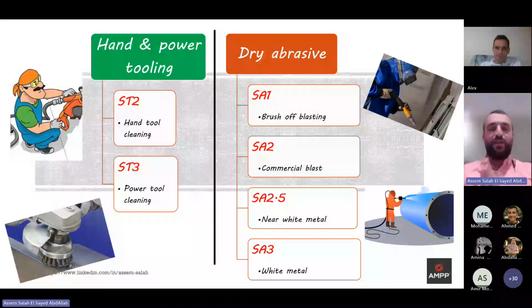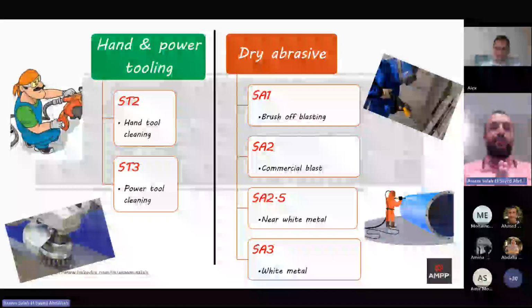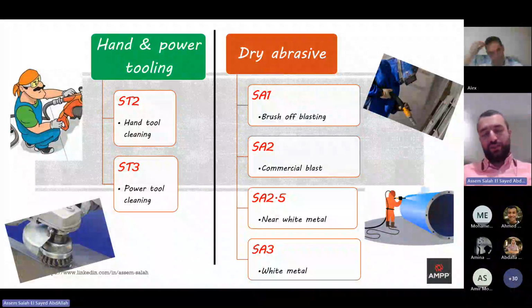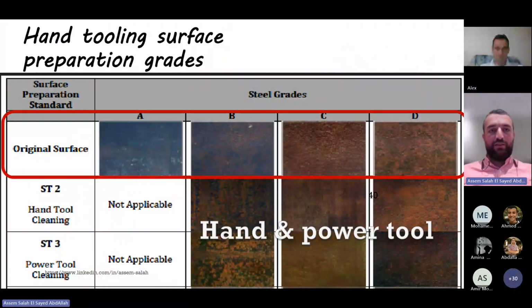Now we know about the dry abrasive and the hand and power tooling techniques. These two techniques are the most common. And now we want to know how we can describe the surface of every type of surface preparation. To cut it short, in hand and power tooling, we have two grades of surface preparation, the ST2 and the ST3. The ST2 when you use hand tool cleaning, and the ST3 when you use power tool cleaning. And on the other hand, for dry abrasive, we have four grades for surface preparation: SA1, SA2, SA2.5, and SA3. And now we will show you how we can differ between them.